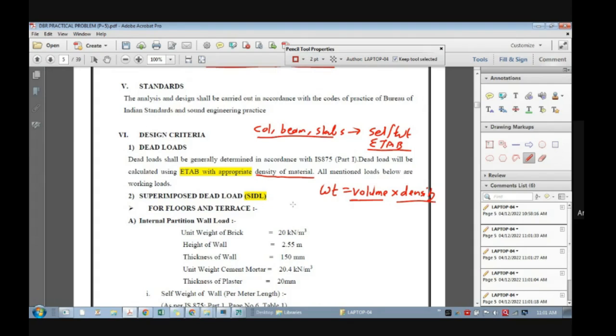But there are some other dead loads also. We generally call the loads, dead loads other than self-weight, a superimposed dead load, SIDL. So this is the general practice we use on any project.